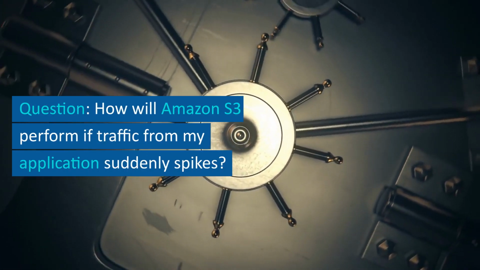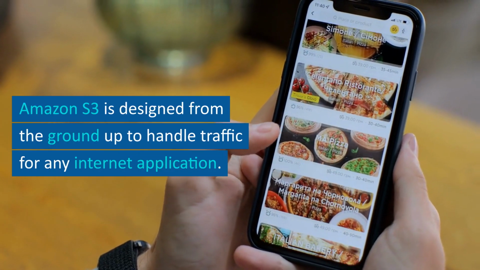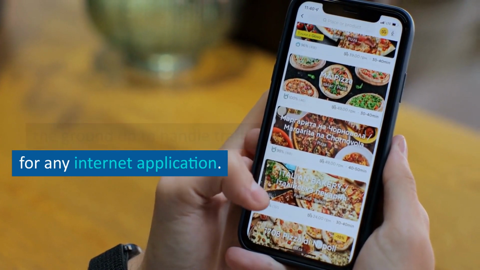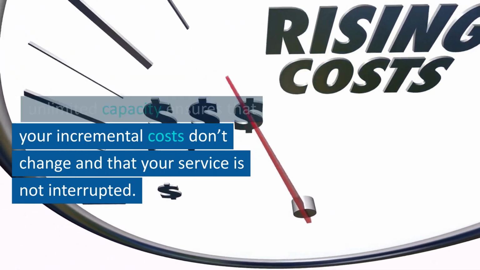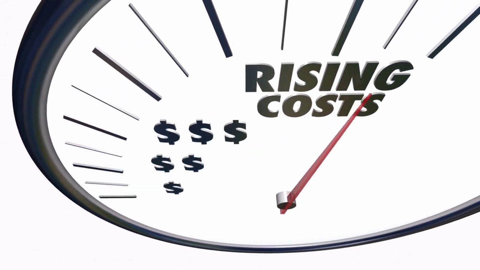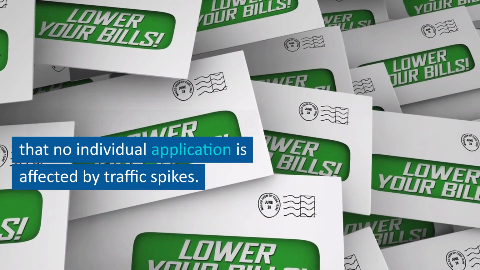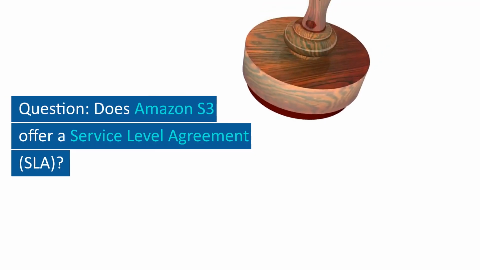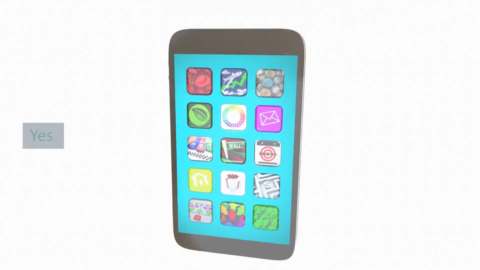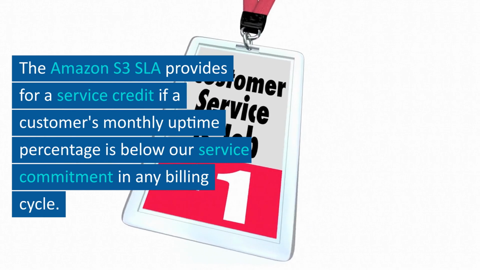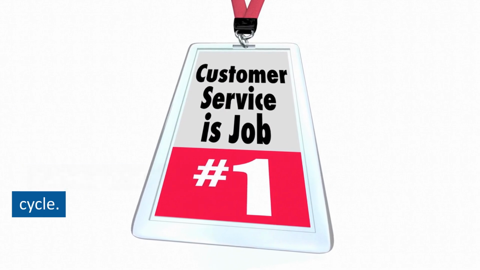Question: how will Amazon S3 perform if traffic from my application suddenly spikes? Amazon S3 is designed from the ground up to handle traffic for any internet application. Pay-as-you-go pricing and unlimited capacity ensures that your incremental costs don't change and that your service is not interrupted. Amazon S3's massive scale lets you spread the load evenly, so that no individual application is affected by traffic spikes. Question: does Amazon S3 offer a Service Level Agreement, SLA? Yes. The Amazon S3 SLA provides for a service credit if a customer's monthly uptime percentage is below our service commitment in any billing cycle.